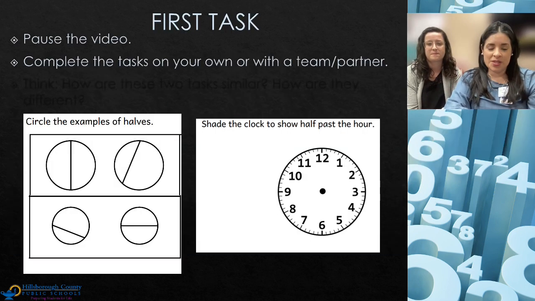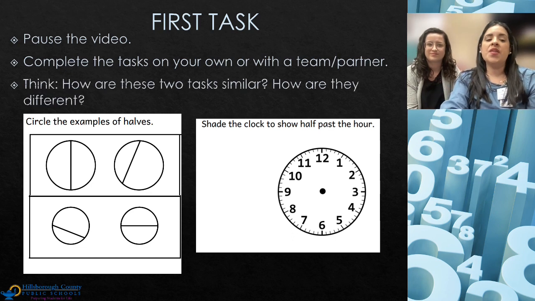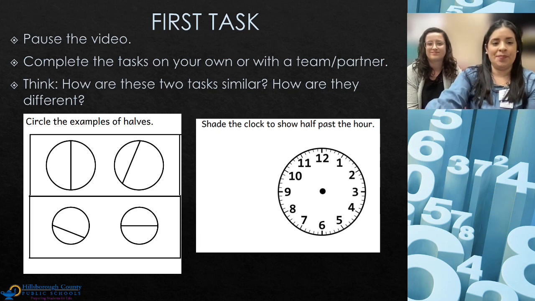So before we dive in, we want you to pause this video, take a look at the tasks below, complete them on your own or with a partner, and then think to yourself, how are these two tasks similar and how are they different?